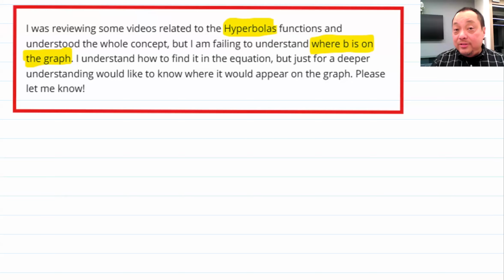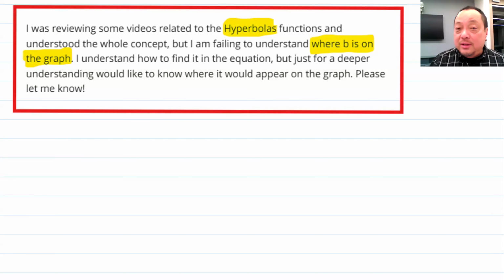Hi, in this video, I'll be answering this question that I got from one of my students in a calculus class about hyperbolas. The question is where B is on the graph. If you just come into this question like this, you may be a little confused as to what the context of it is. What the heck is B?